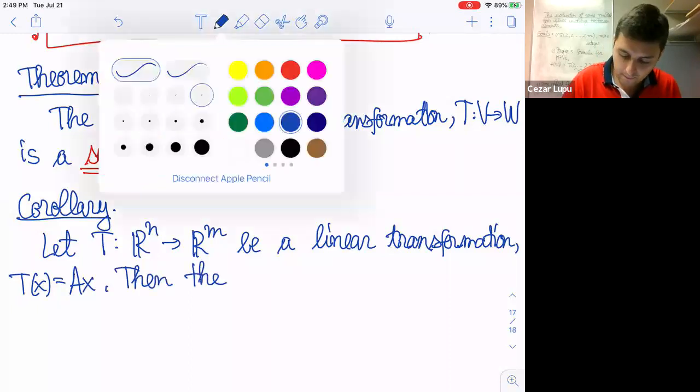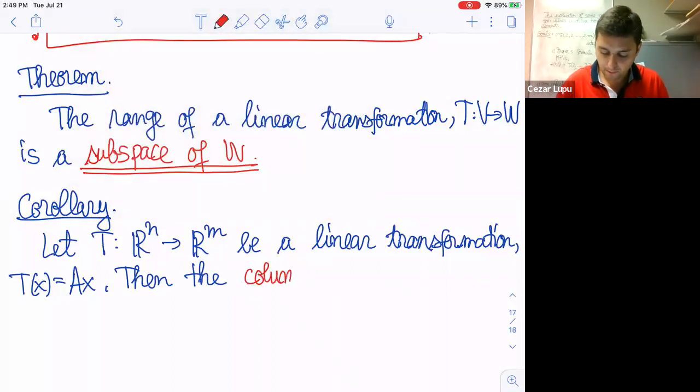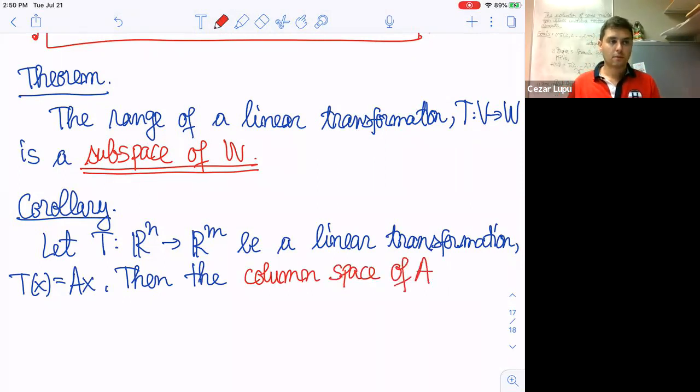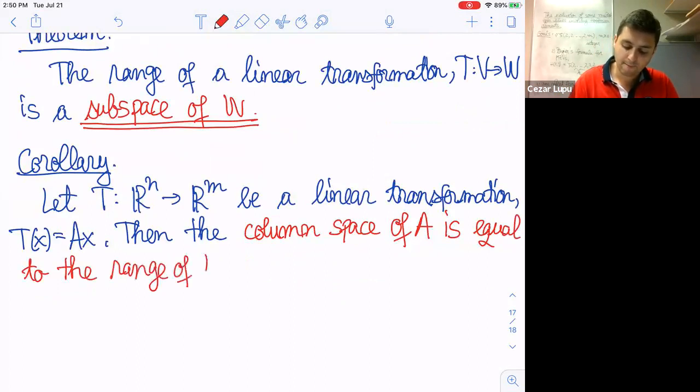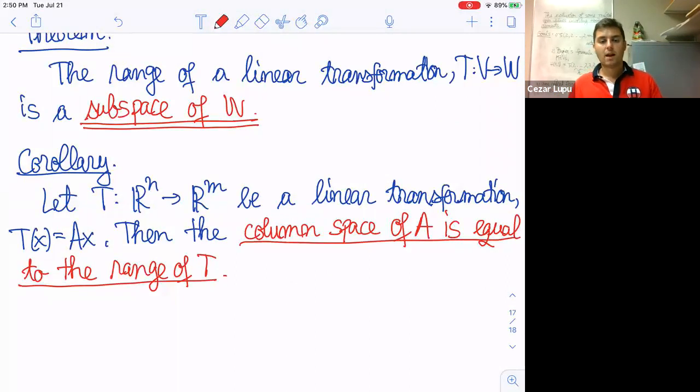the column space of A is equal to the range of T. This is very important for you to know. And now let's see how this will work through some examples. Let's say example number, I think, 6 by now.